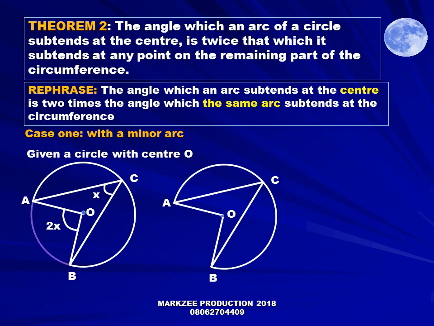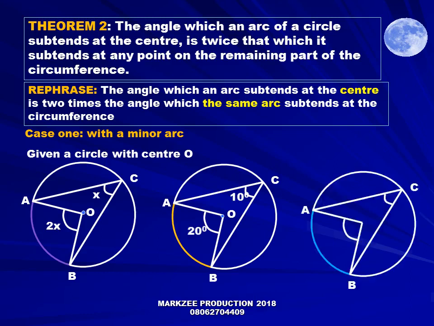That's to tell you that the two angles came from the same arc. So if the angle at circumference is 10, the angle at center must be 2 times 10, which is 20. Now if the angle at center is 100, then the angle at circumference must be what? Half of 100, which is 50. So that's what that theorem is saying.